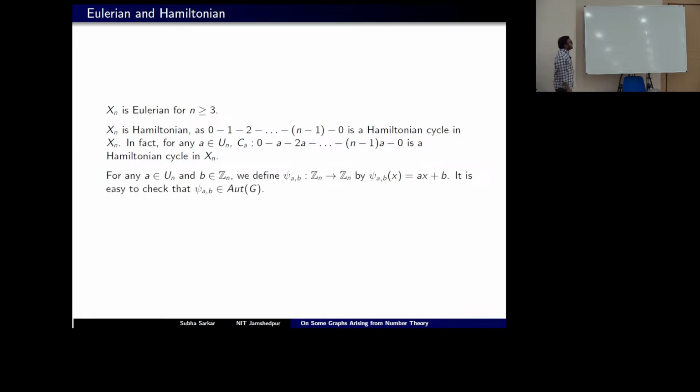Now we take this particular automorphism. If I take a to be any unit and b to be any element in Zn, and I define psi of a,b like that, we can easily show that this is an automorphism of the graph, and these psi of a,b form a subgroup which acts transitively on the vertices and the edges of the unitary Cayley graph. So we have this result that Xn is both vertex transitive as well as edge transitive, because this is a subgroup which acts transitively.